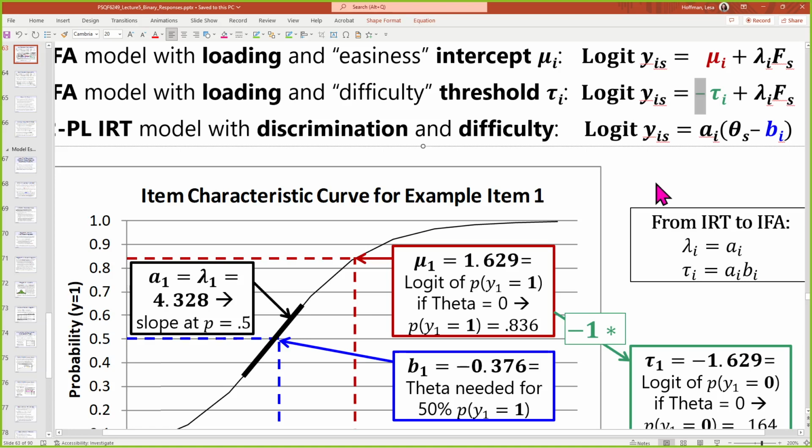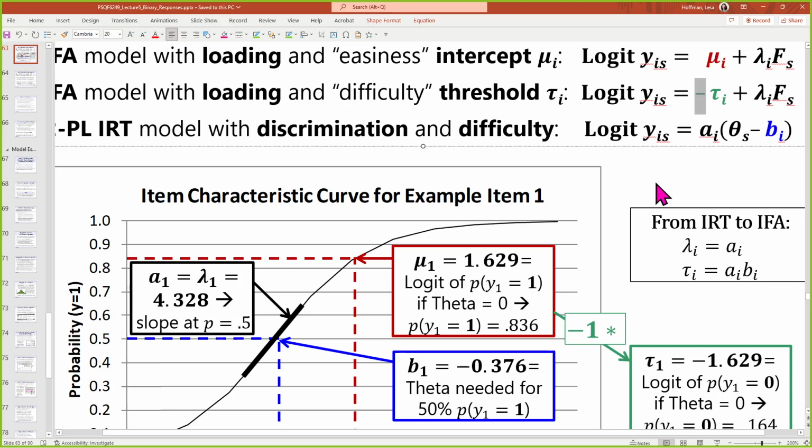Lisa, can you explain that again when you said thresholds and B's are in the same direction? Yes. Thresholds and B's are both indicators in which higher values indicate a more difficult item. So a B that's higher says you need a higher theta to have a good chance of getting this right. A threshold that is higher means you have a greater chance of getting this wrong, which is another way of saying it's a more difficult item.